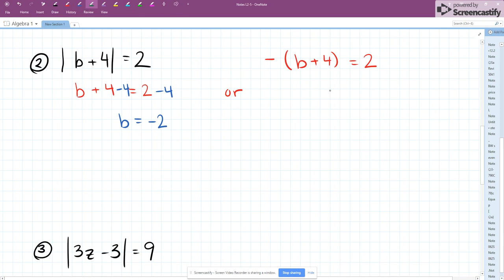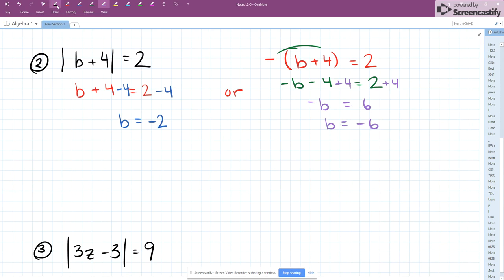And again, on the right one, the opposite one, distribute your negative. To solve for b, you add the 4, because that is the opposite sign now. 2 plus 4 is 6. And if -b is 6, then b must equal -6. And then you get to write your answer in a fancy solution set. So b equals -2 or -6.